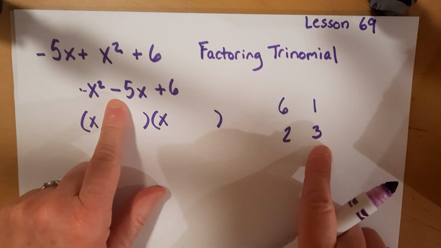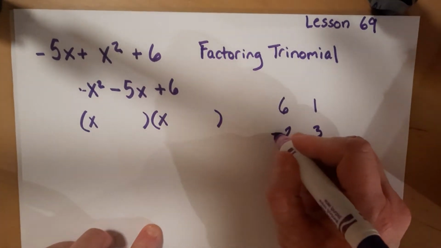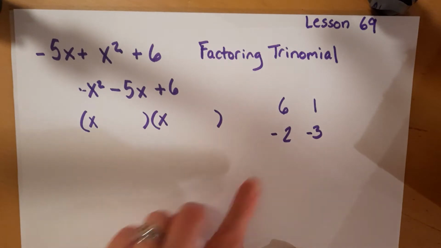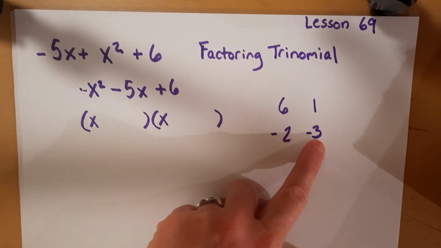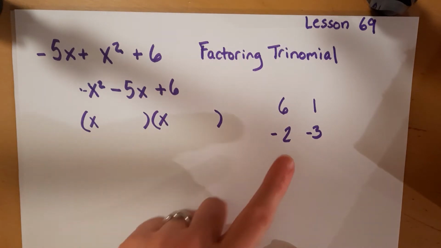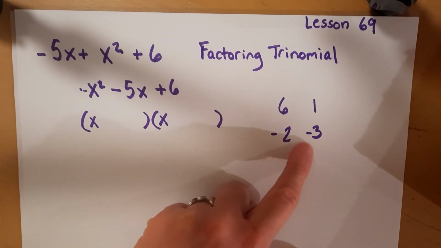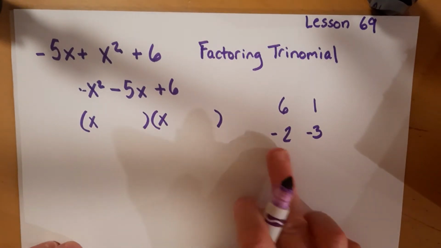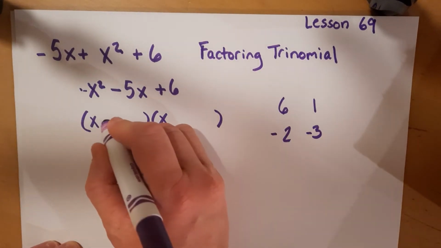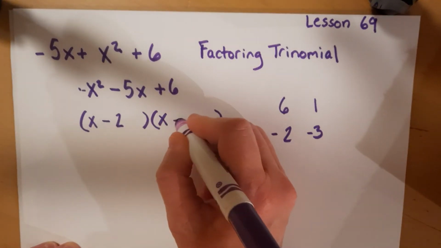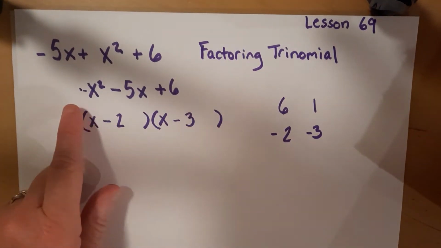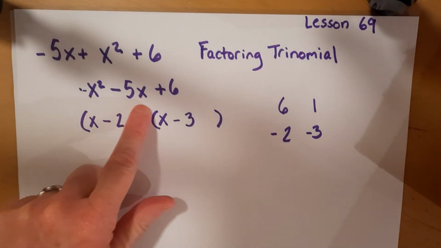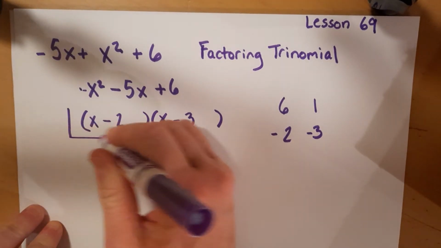So what can we do to these two numbers? Well, we can say negative 2 and negative 3, because a negative times a negative equals a positive. So negative 2 times negative 3 equals 6, but when you add them together, negative 2 plus negative 3, you get negative 5. So those are the two numbers we're looking for. And we simply put them into the parentheses like this. And so the factors of x squared minus 5x plus 6, this would be your answer.